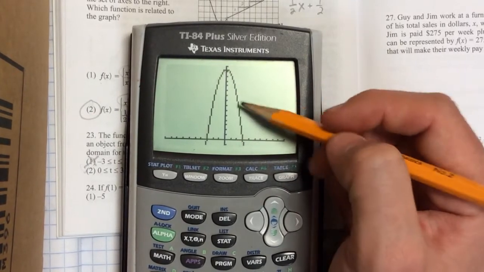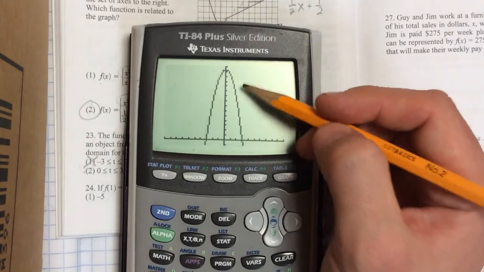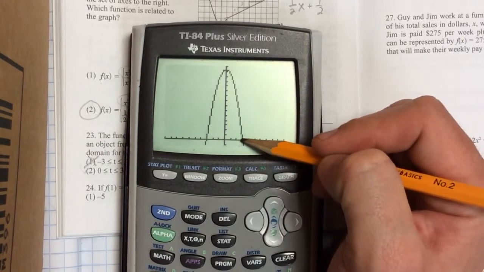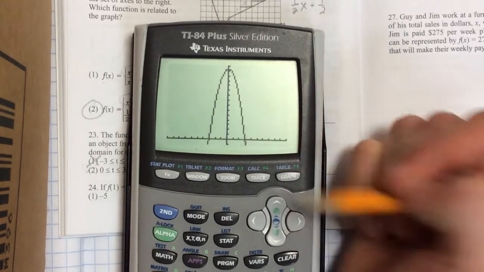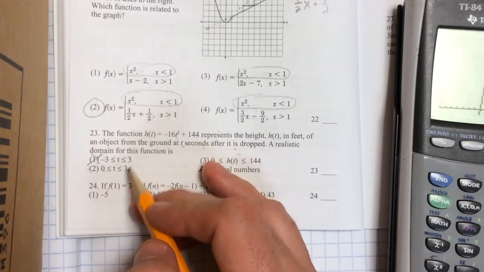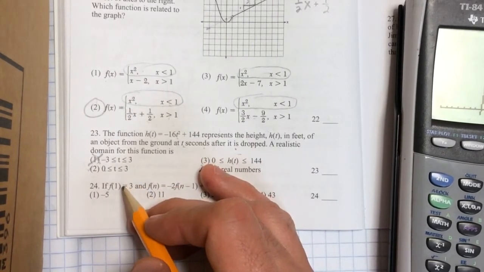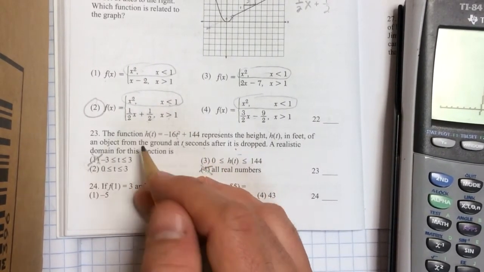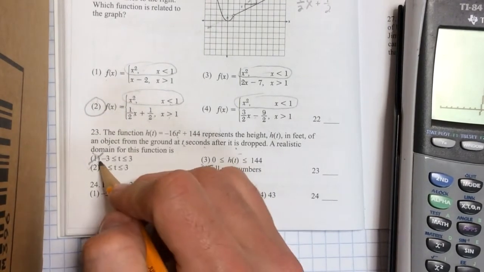Okay? So we're only interested in the domain values from 0 to when it hit the ground, and it looks like it hit the ground at 3. So there's the domain we're looking for. We're interested in the times from 0 to 3 because that's the only time that really models what this problem is about, the ball falling. So that's the answer, choice 2.